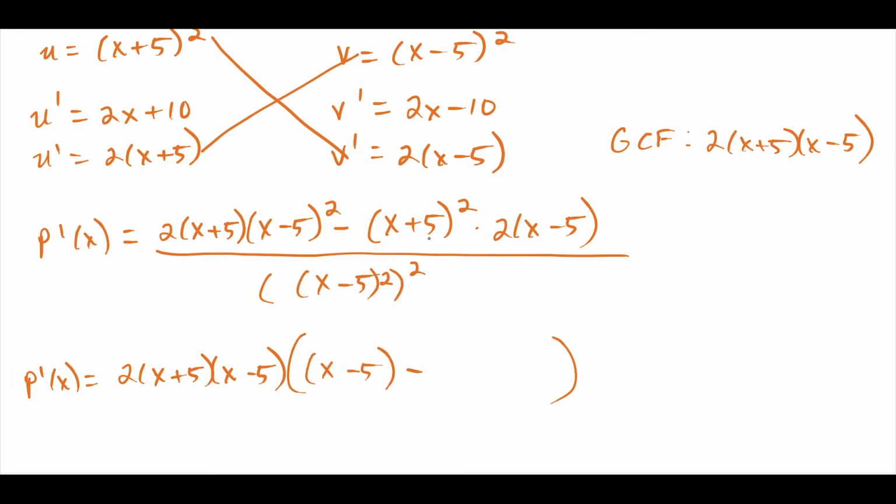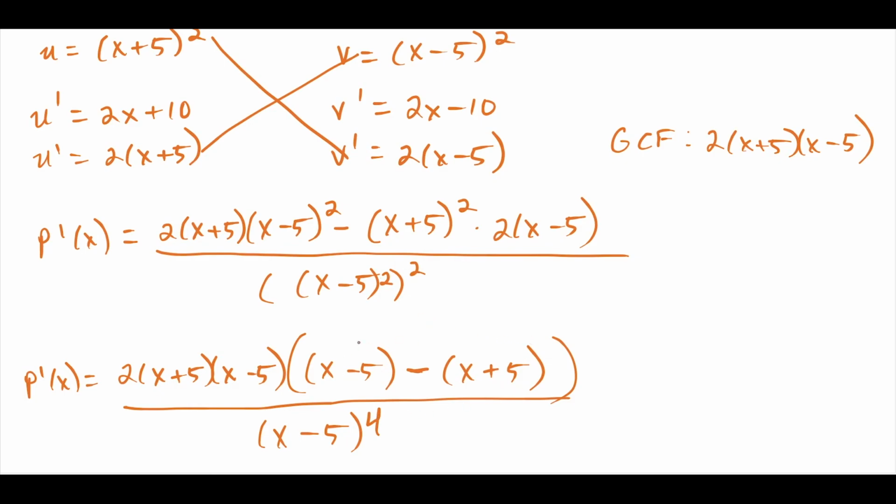And now we have minus, and think about the second piece here. If we take out 2 times x plus 5 times x minus 5, this x plus 5 squared has an extra factor of x plus 5 that gets left behind. And this is all being divided by x minus 5 to the 4th power, because we have x minus 5 squared, and then we have it squared again, so we're doing 2 times 2 is 4.